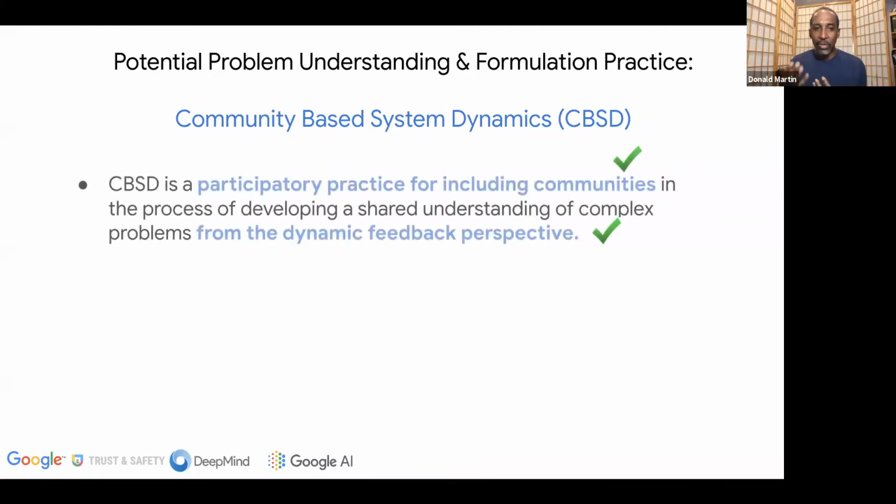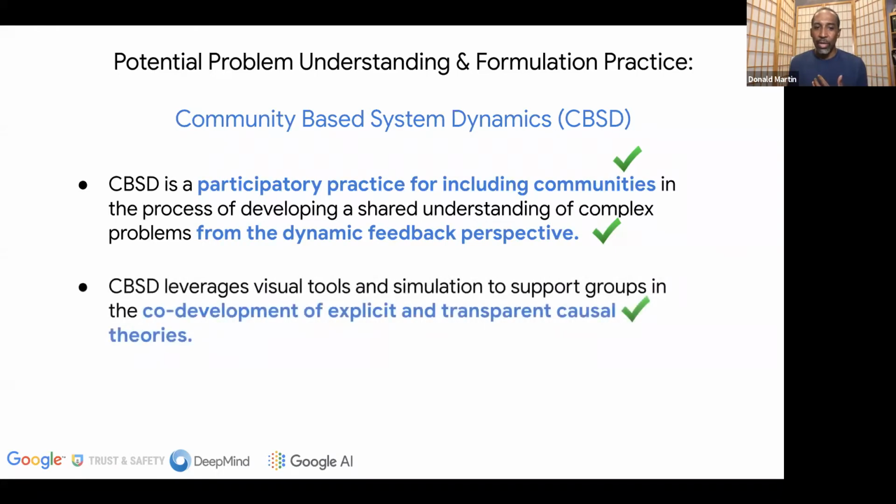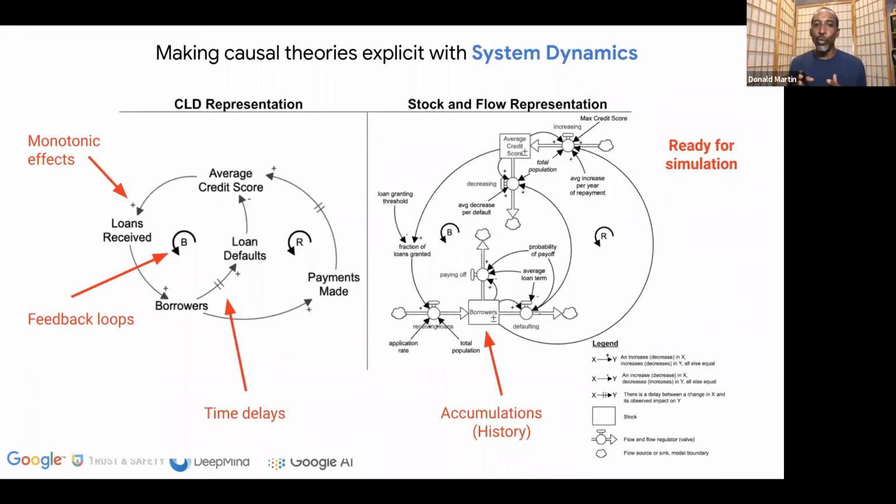And CBSD in particular is a participatory practice for including communities in this process of developing a shared understanding of complex problems from the dynamic feedback perspective. And remember, I was talking about how societal context is dynamically complex and there are feedback loops. So SD is optimized for that. CBSD is optimized for empowering communities to do that kind of work. And then CBSD leverages visual tools and simulation to support groups in the co-development of these explicit and transparent causal theories. And so I'm going to just do a little brief overview of what these visual tools are.